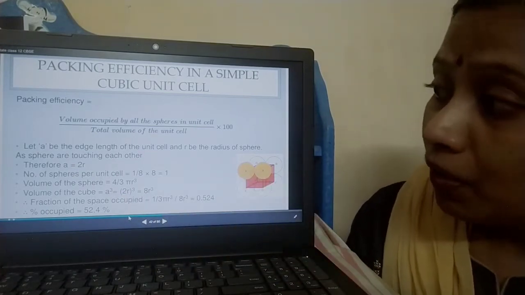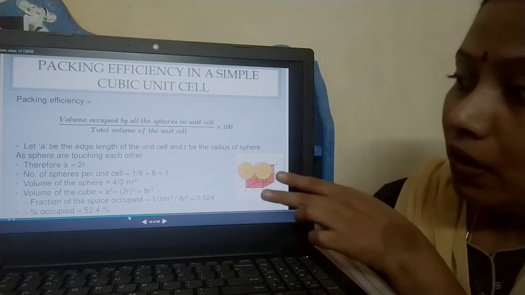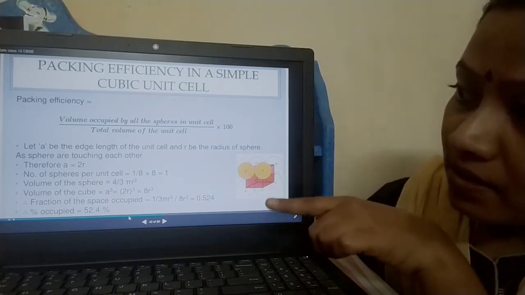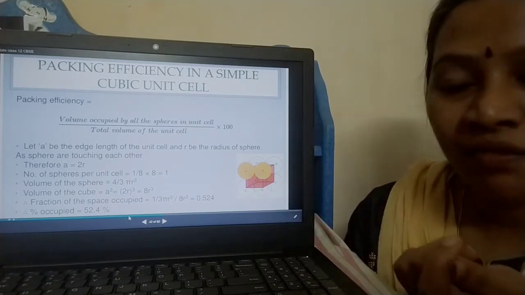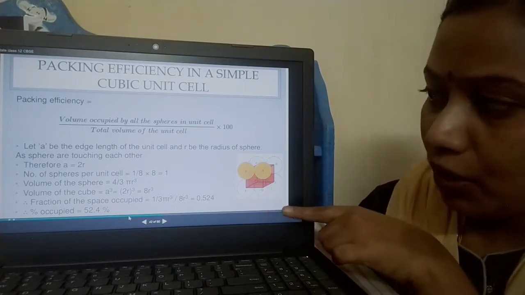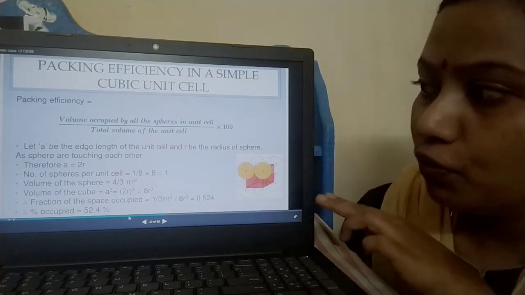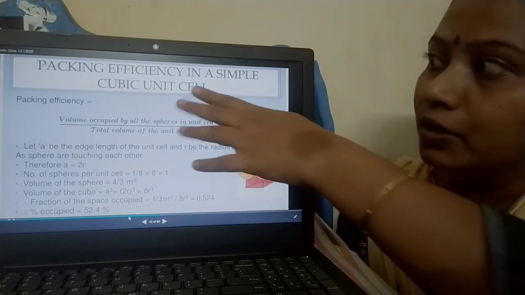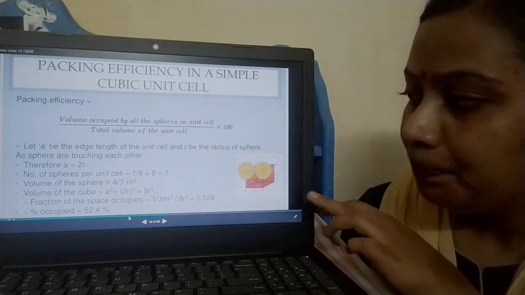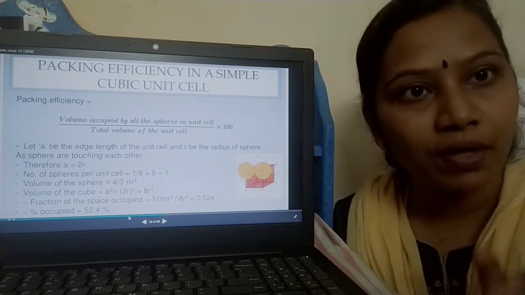Now I am asking you what is the fraction of space occupied. Since the volume of the sphere is 4 by 3 pi r cube, the fraction will be 4 by 3 pi r cube divided by 8 r cube, which is nothing but 0.524. So the percentage occupied by a simple cubic unit cell will be 52.4 percent.